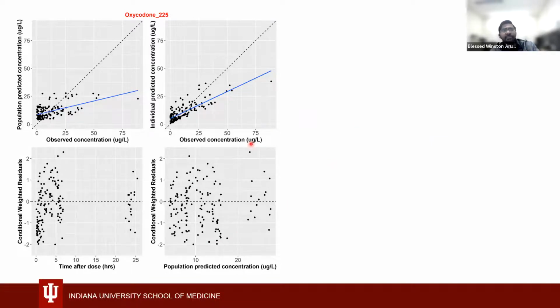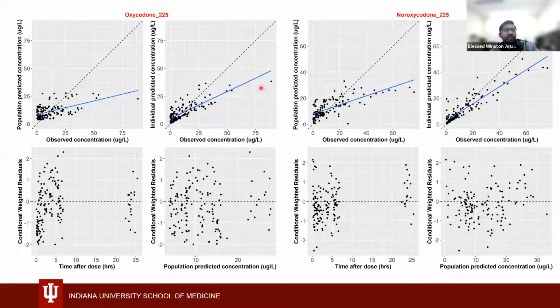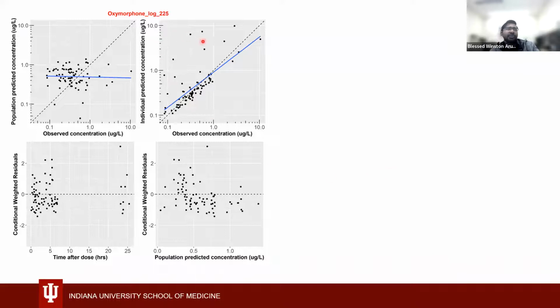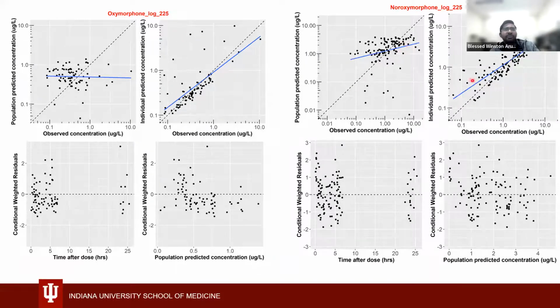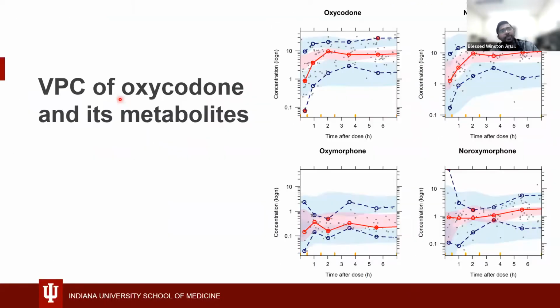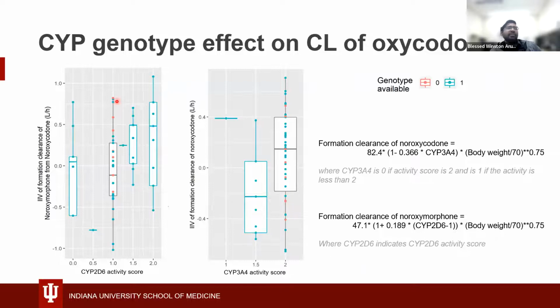These are the observed and the predicted. So if you just look at the top right, it's the individual observed versus the individual predicted. And this is for oxymorphone and noroxymorphone, which is okay, but you can see for oxymorphone the population predicted is really, really bad. So these were the VPCs, and this is some of the relationship we noticed in this population, mainly for noroxymorphone, not for oxymorphone, because of the same issue. There are so many concentrations below the LOQ.